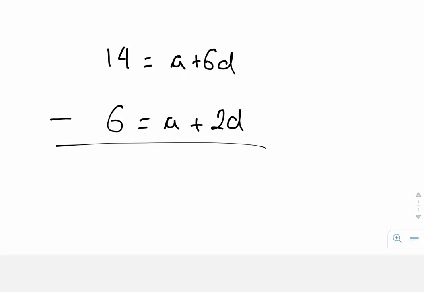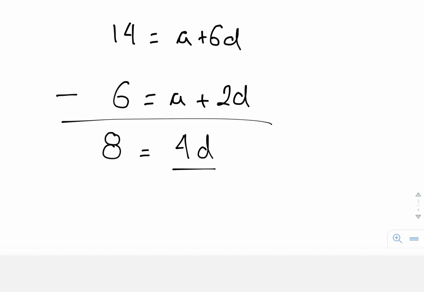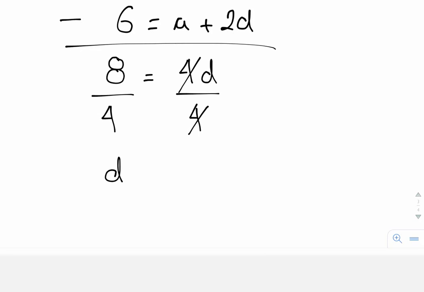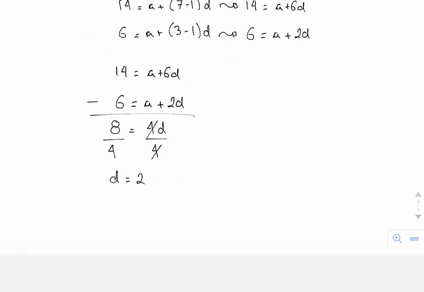Again, what I'm trying to do is solve for a and d, and that resolves to solving a system of linear equations. So 14 minus 6 gives me 8. A minus a gives me nothing, or 0a, which is just a 0. And then 6 minus 2 gives me 4d. Divide both of these by 4, cancel, cancel, and I'm left with a value of d equals 2.